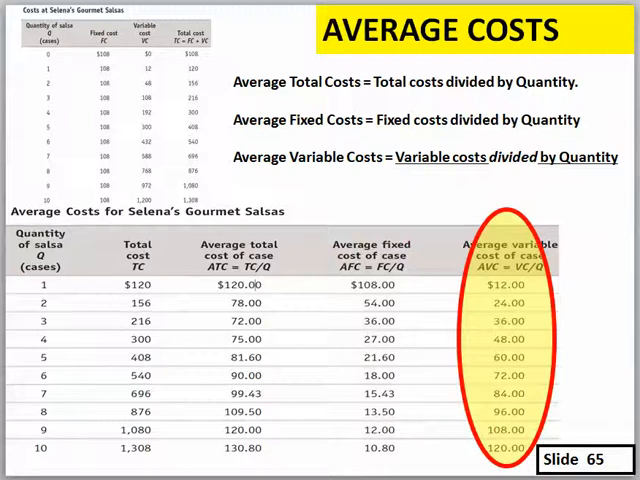And then we have average variable cost. Now our variable cost can be a little different, okay, as we saw. And so what we're going to do is compute whatever the variable cost is. And again, we have the variable cost in the upper table in the upper left. And all we do is divide it by the number of cases that we're producing, and that gives us our average variable cost. So variable cost divided by the quantity.